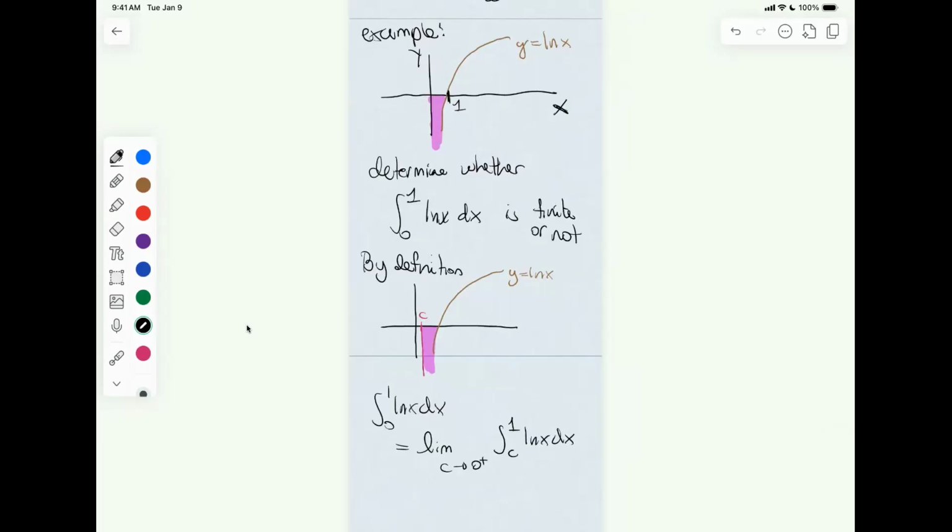Is that making sense? So far, so good? Any questions up to this point? Okay.